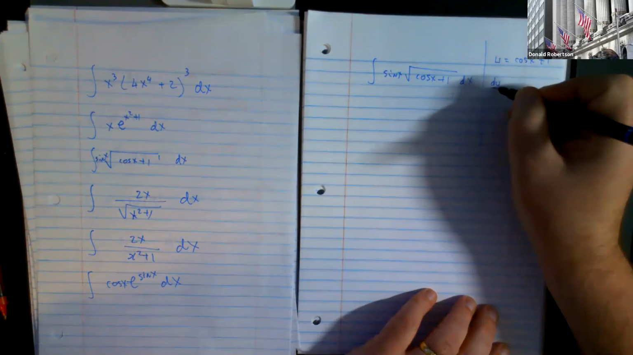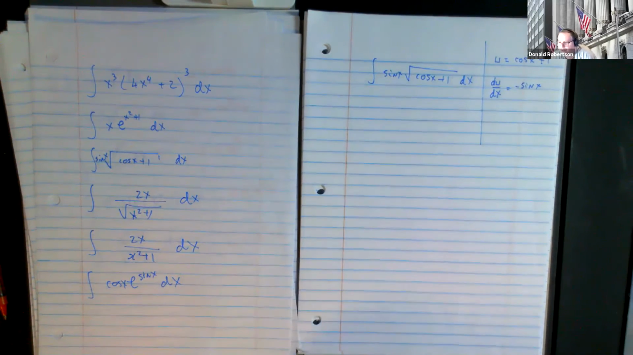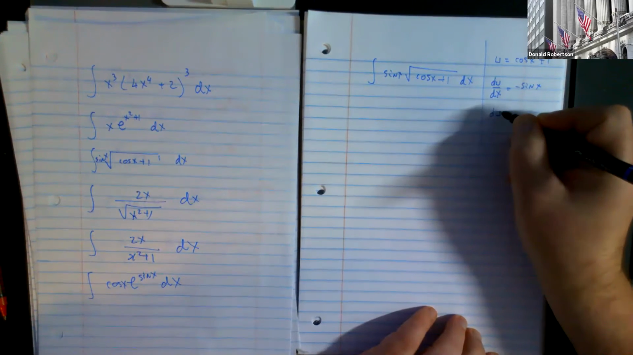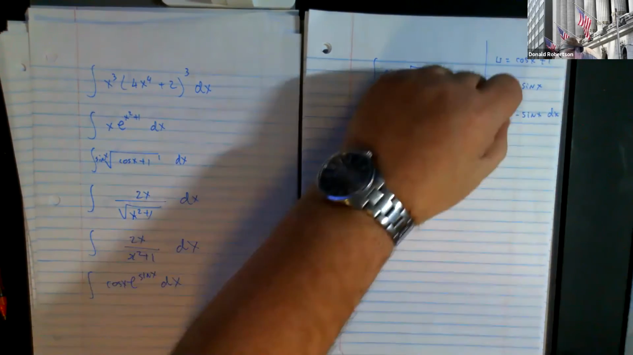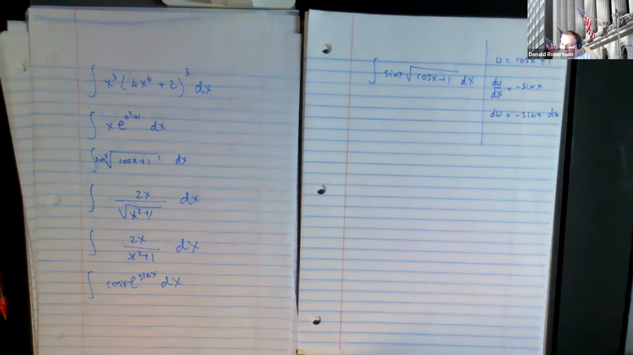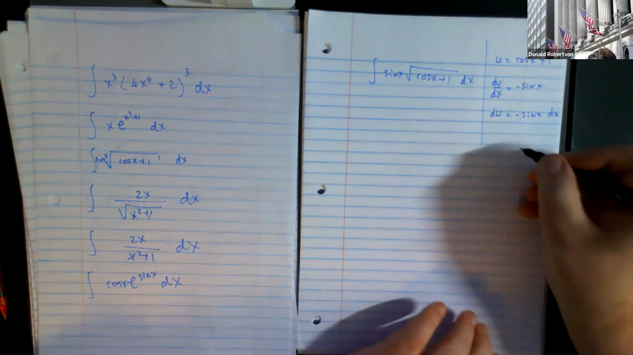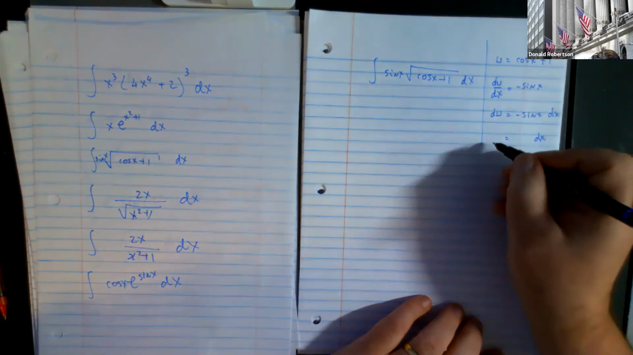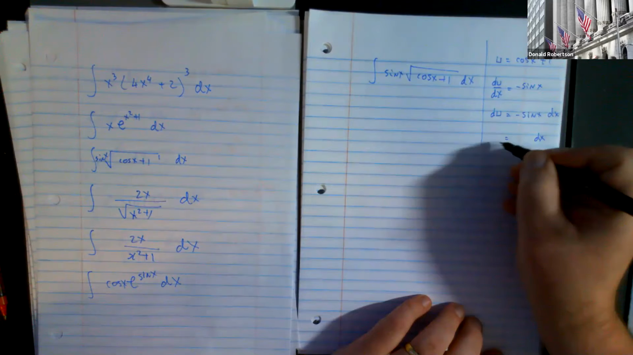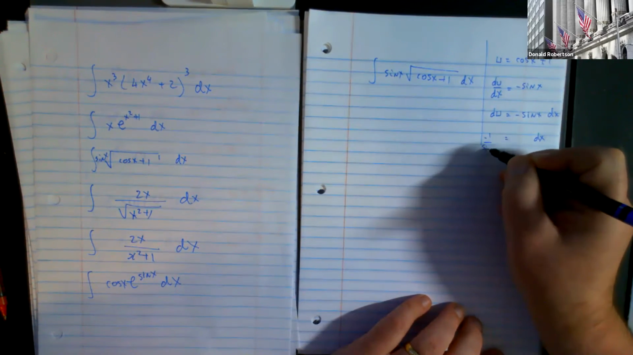Okay, so if you differentiate with respect to x, won't this turn into a negative sine x? Remember, differentiation of a cosine is a negative sine. If you do the crossover, you basically just pick the dx and stick it there. Right. Now you always, and I suggest this, you always isolate the dx. So in this case, negative 1 over sine x du.